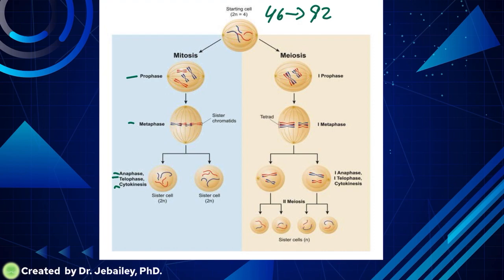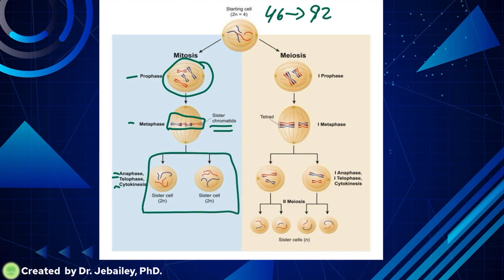So in mitosis, the chromosomes become visible, and then you're going to see them line up. Who's lined up in the middle? The sister chromatids. Mitosis is always about the sisters. There's no homologous. At the end, you're going to produce two identical cells, which are 2N, and they're both 46.